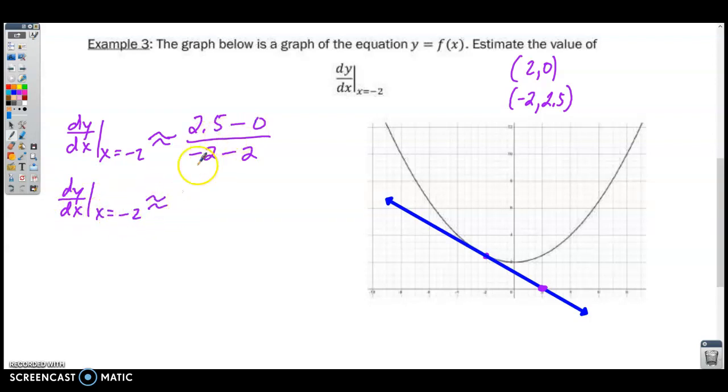And so we've got, let's see, 2.5 over -4, which is -0.625. And again, we've got no units in here, so we're not going to have any units in our answer.